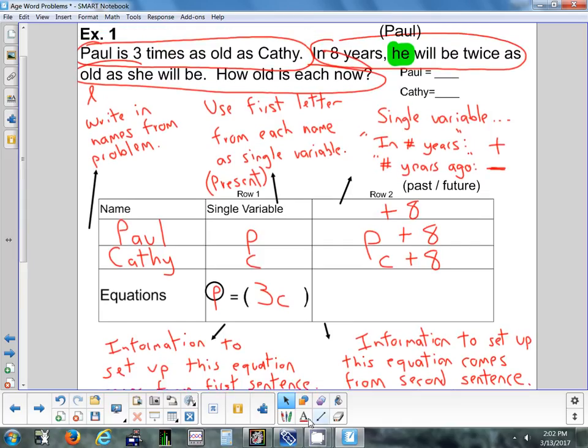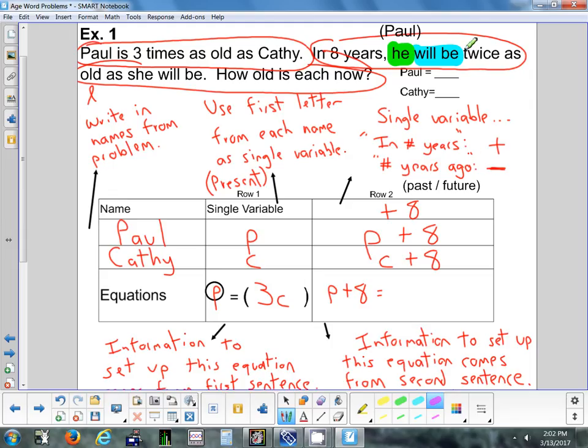Paul. How am I representing Paul in the future? P plus 8. So Paul now, this equation is P plus 8. What's the next phrase on there? Mr. Hager's going to highlight it for us. What's the next phrase that will help us? Will be. Jordy, do you remember what math operation that is? Equal, right? Is, was, will be, all mean equal. So P plus 8 equals.